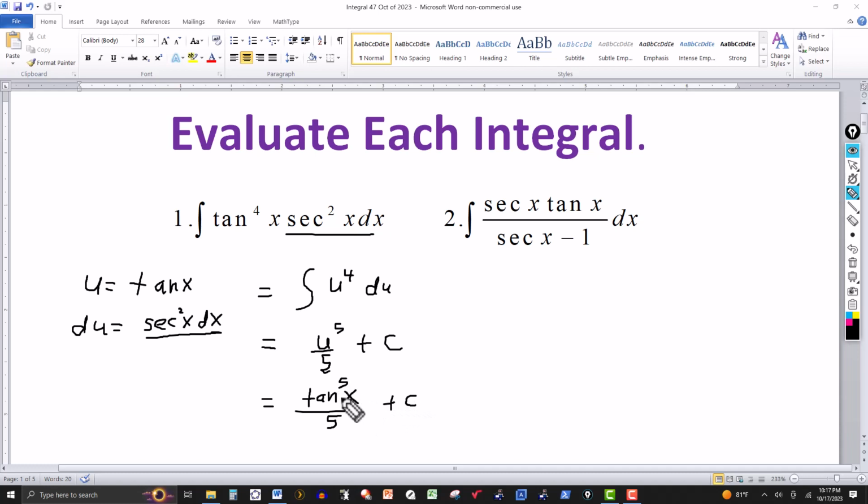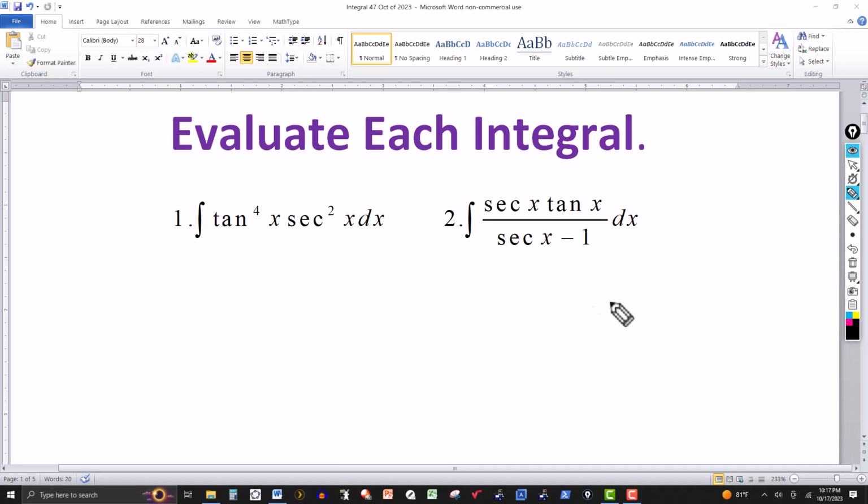And then a quick check here. Take the derivative of this, and we should get the integrand. So the derivative of this, the 5 out in front cancels the 5. And then you subtract 1 from the 5, you get a 4. So that gives me the first part of the integrand, tangent to the fourth of x. But then using the chain rule, you take the derivative of tangent, which gives me secant squared. That checks out.